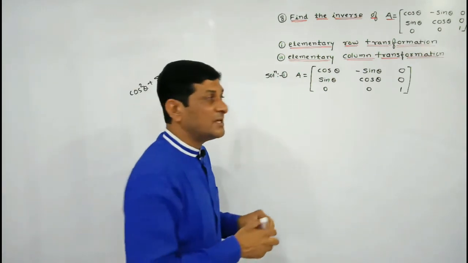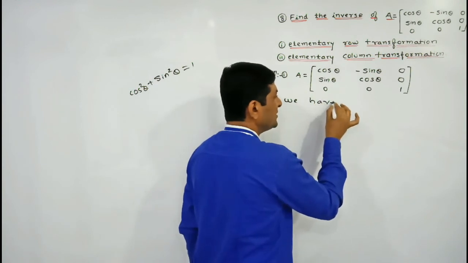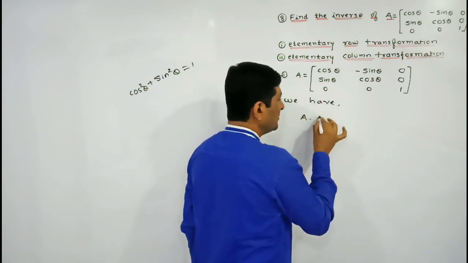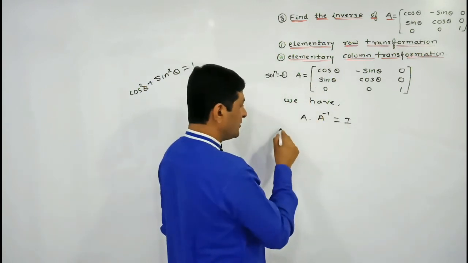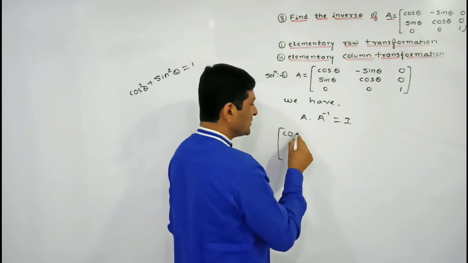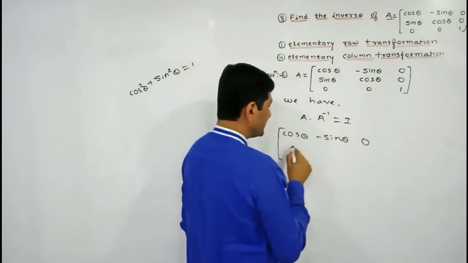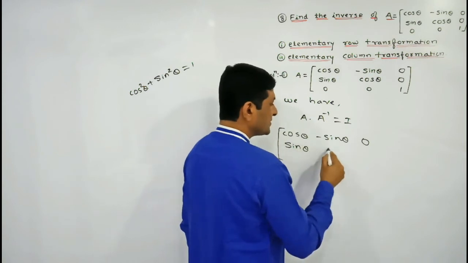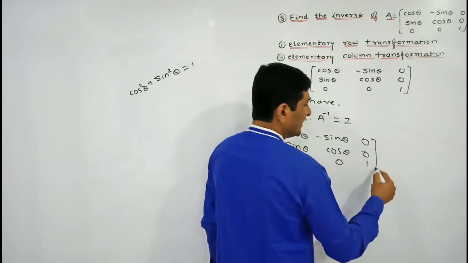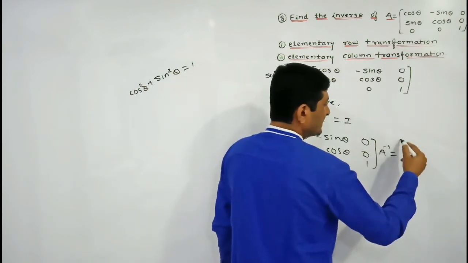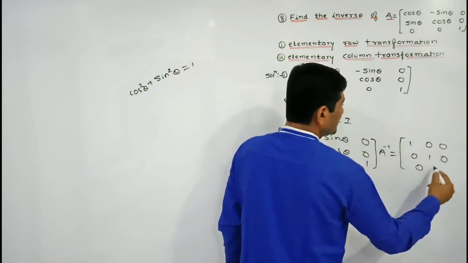So we are using row transformation here. In case of row transformation, which condition are we using? That A into A inverse is equal to the identity matrix. So write down the elements of matrix A: cos theta, minus sin theta, 0, then sin theta, cos theta, 0, 0, 0, 1. A inverse, keep it as it is. On this side, write down the elements of the identity matrix: 1, 0, 0, 0, 1, 0, 0, 0, 1.